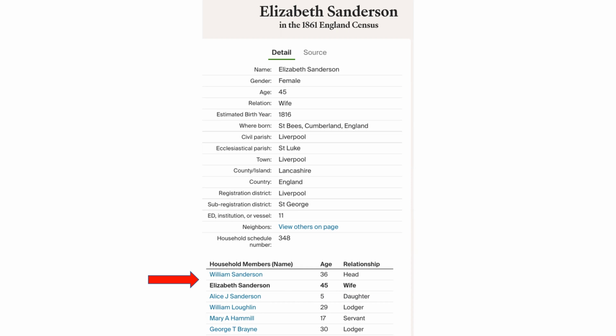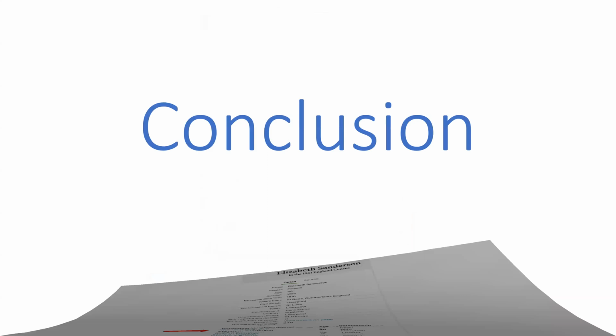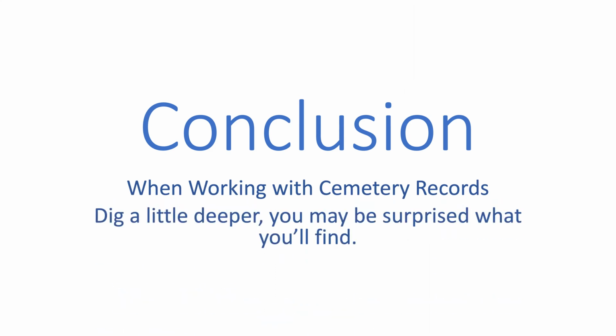All right, so we've learned a lot from one simple missing child who died at 3 months. We found quite a bit of information from there. So really our conclusion is, when working with cemetery records, dig a little deeper. You may be surprised at what you'll find.